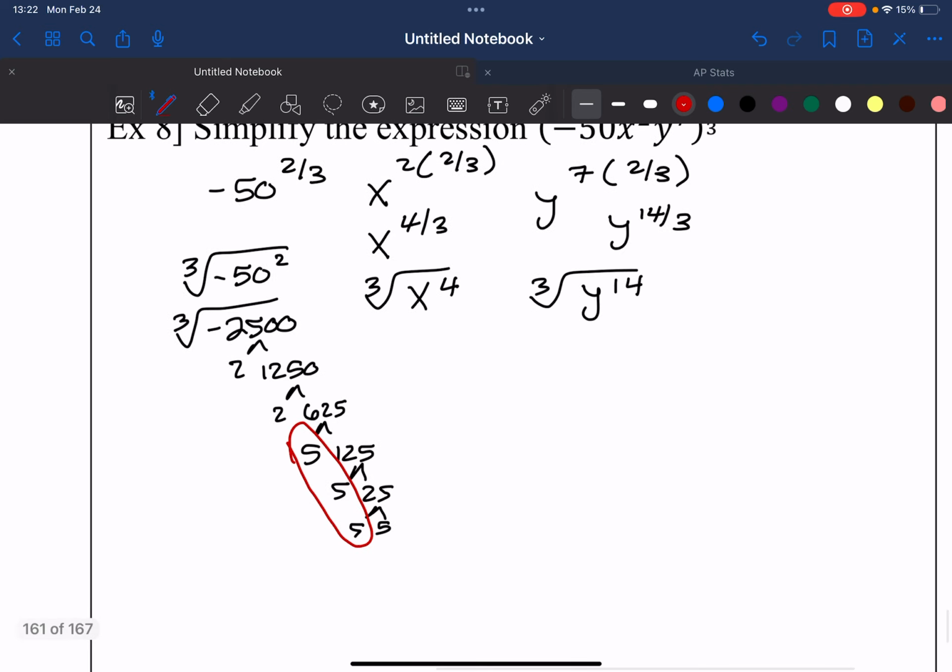Okay, so I'm taking out the 5, and I'm going to take out the negative. So I have negative 5, cube root, and whatever's left over. So 2 times 2 times 5. So that's 2 times 2 is 4. 4 times 5 is 20.